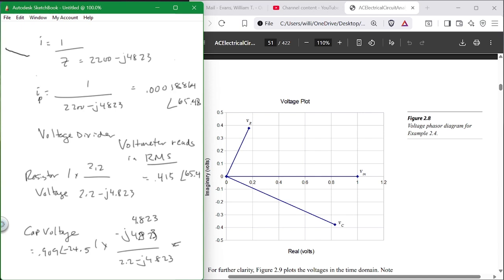Here's my voltages. Here's my total voltage. It's 1 volt. Everybody agree with that? It is the sum of these two arrows, this one plus this one. All right? That's it.